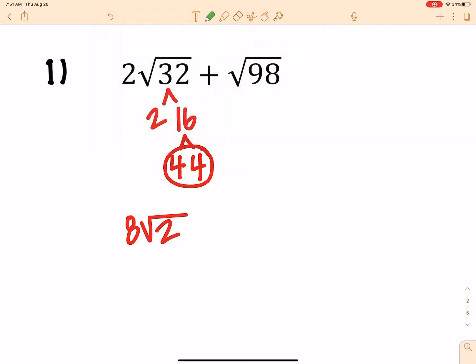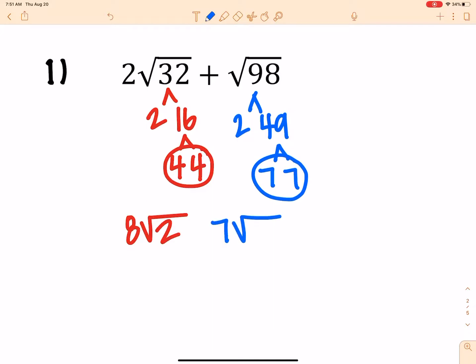Now we're going to do the same thing with 98. There's nothing in the front, so we don't have to worry about anything sneaking by. So 2 and 49, 7 and 7. So 7 on the outside, 2 on the inside, and we are adding these two together. So now they both have radical 2 on the inside. Now we're able to add these two together.